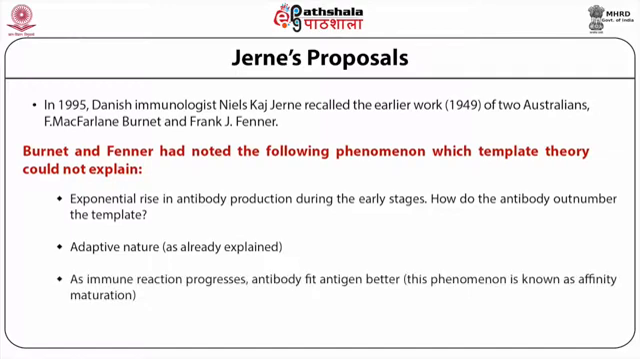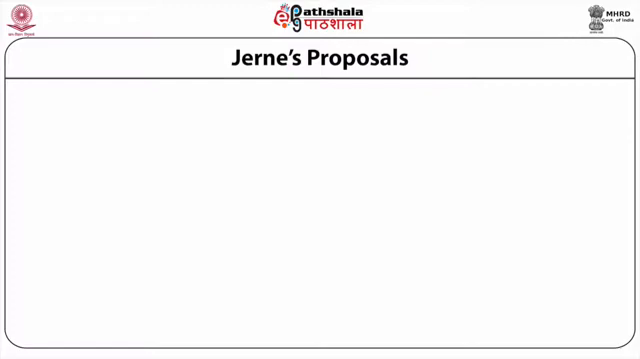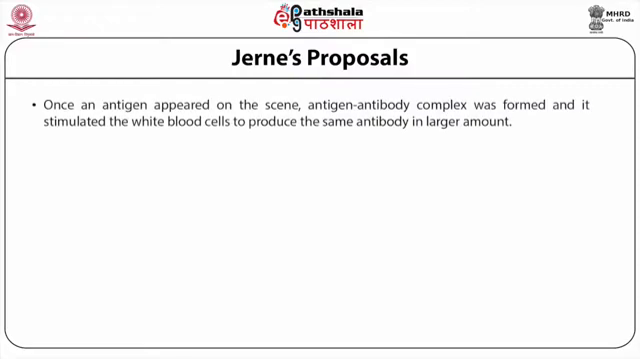As immune reaction progresses, antibody fits antigen better. This phenomenon is known as affinity maturation. Most important was the phenomenon of tolerance. Apart from referring to these concerns expressed by Burnet and Fenner, Jerne formulated a theory according to which diverse antibodies already existed. Once an antigen appeared on the scene, antigen-antibody complex was formed and it stimulated the white blood cells to produce the same antibody in larger amount.